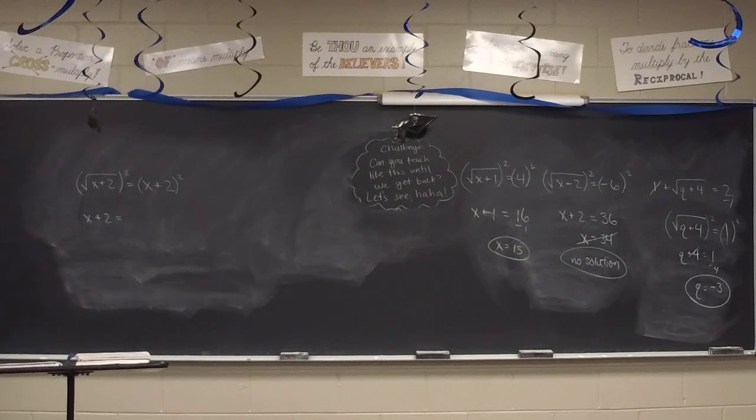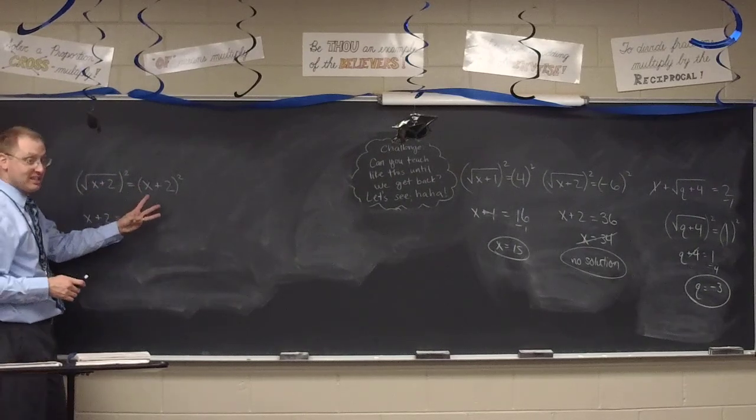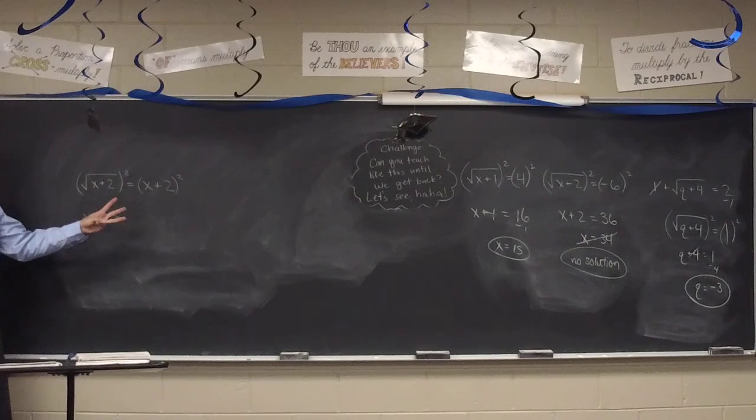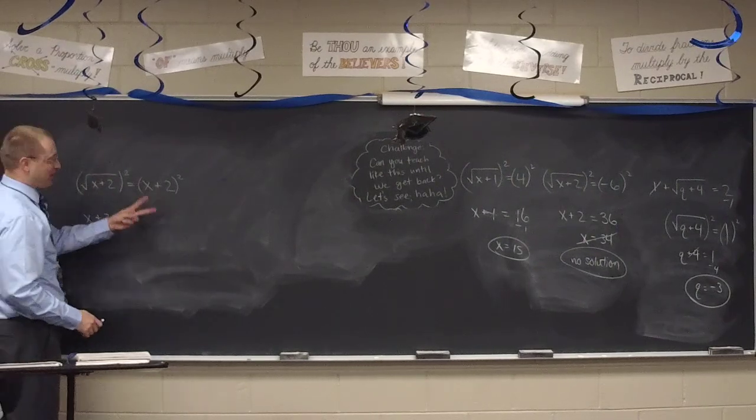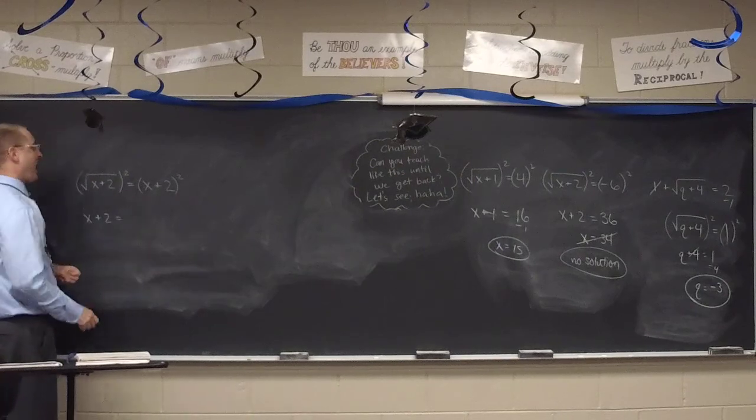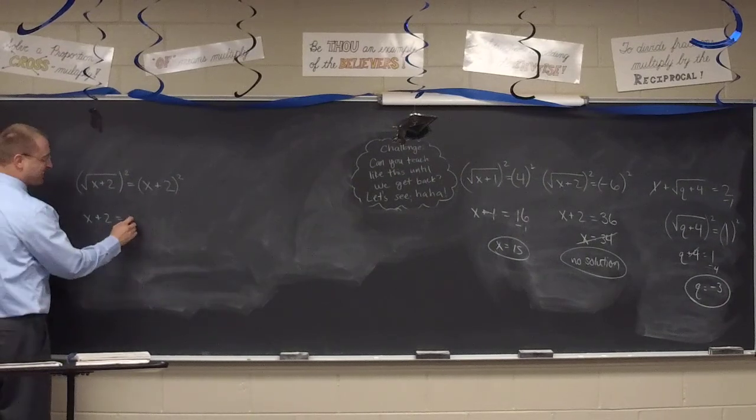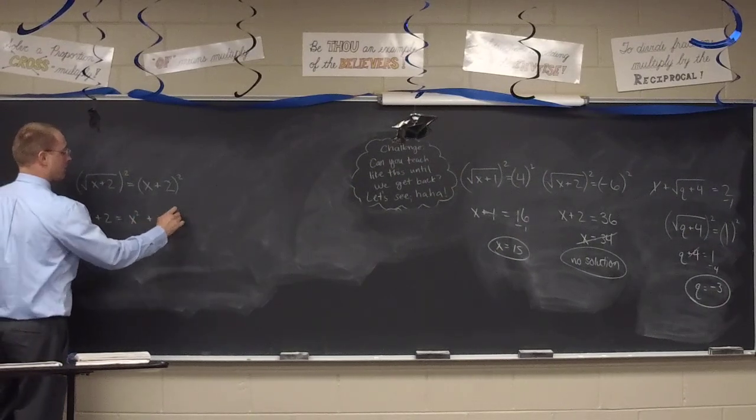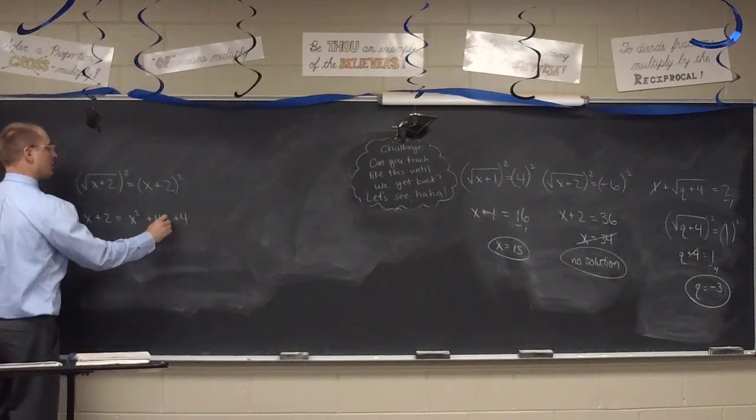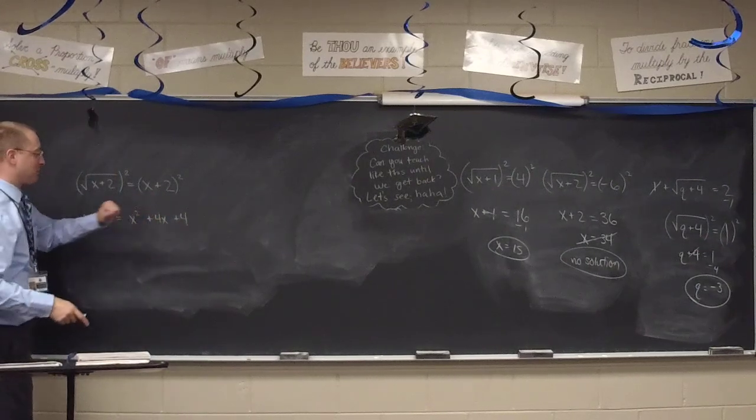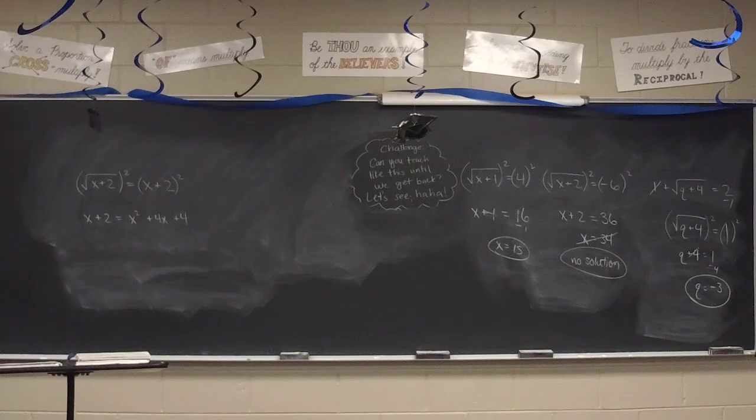What do I get when I square a binomial? Specifically a perfect square trinomial. When I do what, three things, class? Square the first, square the last, multiply and double. I end up getting what, class? x squared plus 4x plus 4.